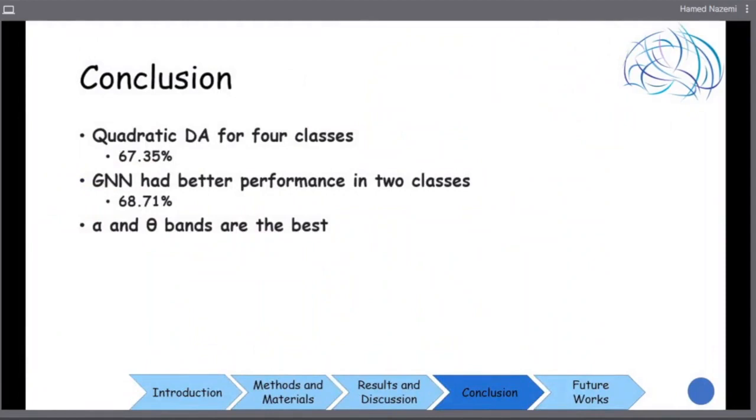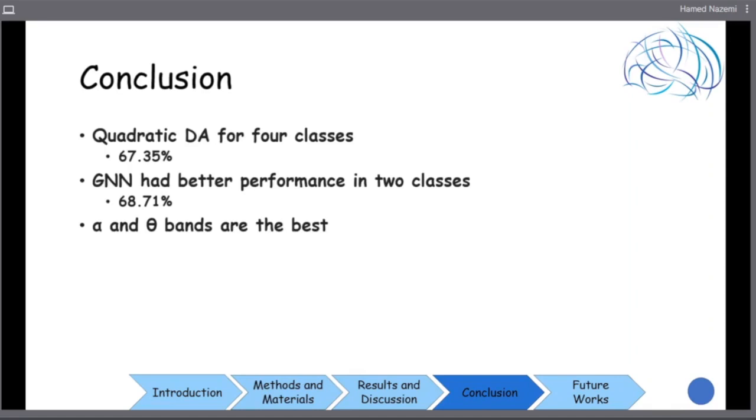We had three main goals for this study, and so we have three main conclusions. By performing various types of classifiers, it was concluded that the quadratic DA classifier has the highest accuracy. By implementing the GNN, an average accuracy of 68.71% was achieved for binary classification, which is approximately 10% higher than the accuracy reported previously on this dataset, and also greater than the accuracy of the implemented MLP in this research.